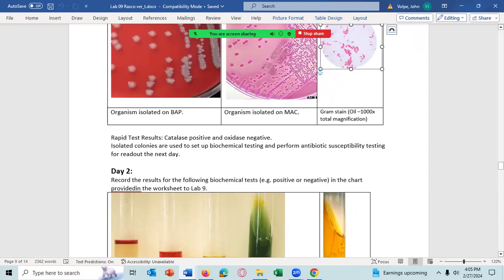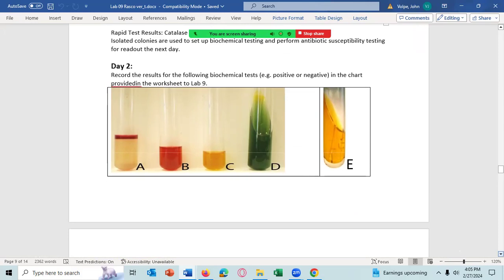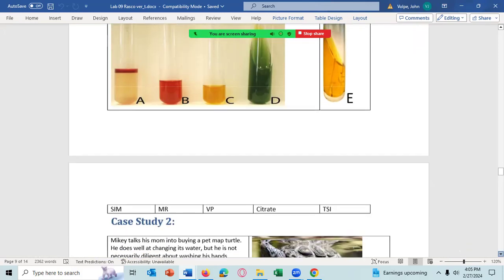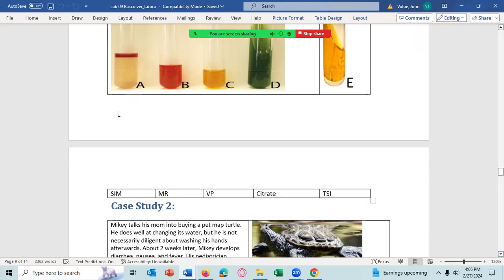And then after they grow up the bacteria from the patient, they then run a bunch of tests. And sorry, this test has been split there. This is the SIM test right here in A, the MR test in B, the VP test in C, the citrate test in D, the TSI test in E. So record the results of these different tests and then figure out which species is causing the case study.